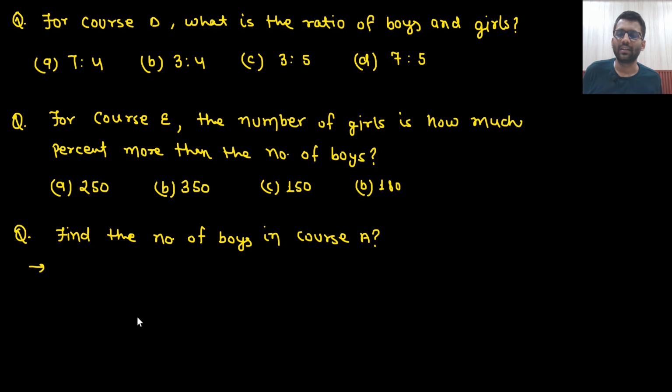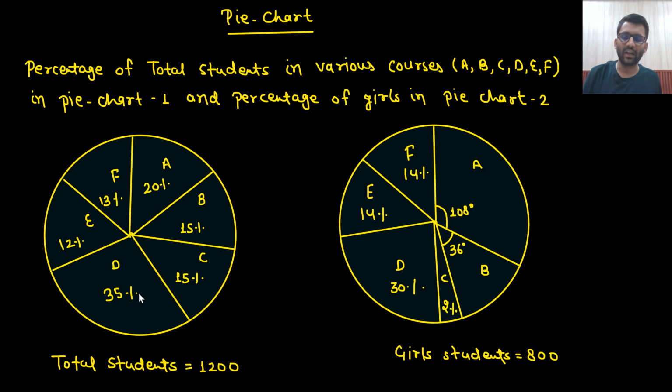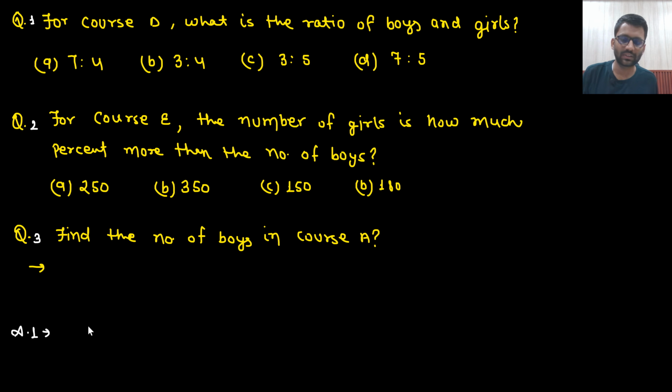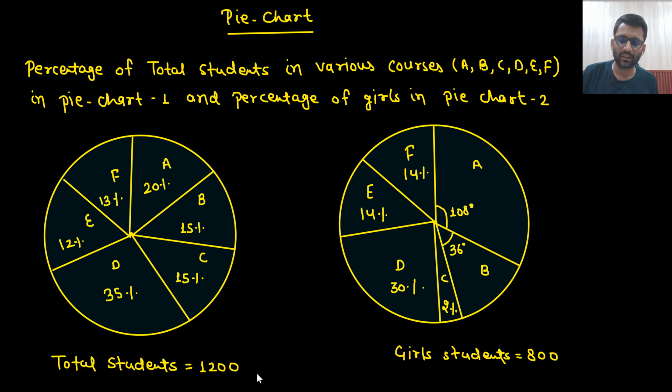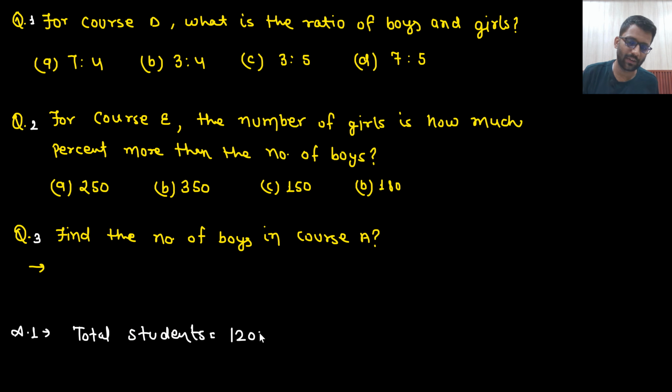Now let's see what they are asking. First question says, for course D, what is the ratio of boys and girls? Okay. So this is the first question that they are asking. Let's just call this first, this second, and this third. So answer 1. For course D, how many total students are there? Those students are 35% of 1200. What that would be? 35 into 12. 420 are the total students.